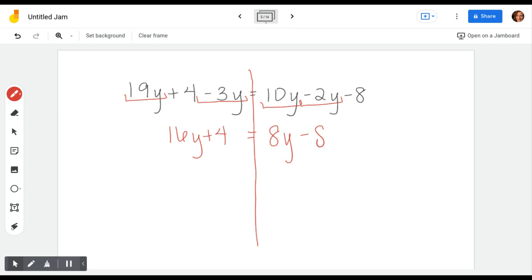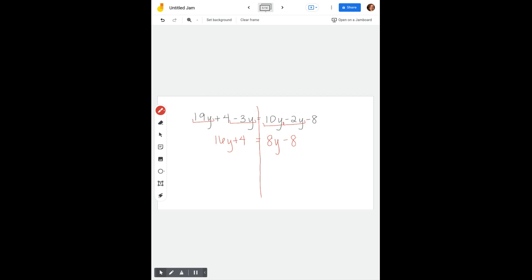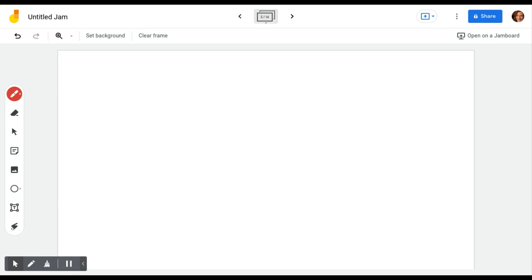8y minus 8. And now we have an equation with variables on both sides.